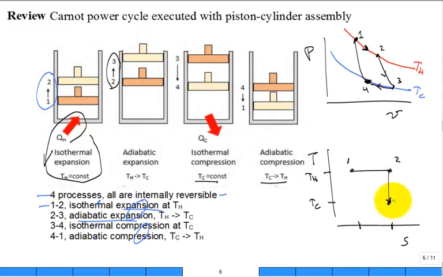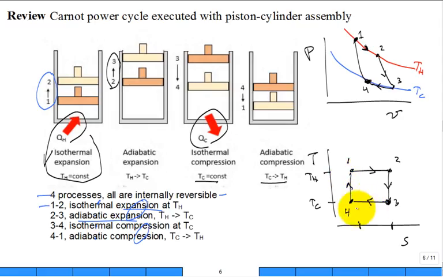So 1 to 2, 2 to 3. Well, isothermal compression. Which direction is the Q? Not in, but it's out. It's taking some entropy with it out, reducing the entropy. And you're going to stop right where you do the compression, back up.